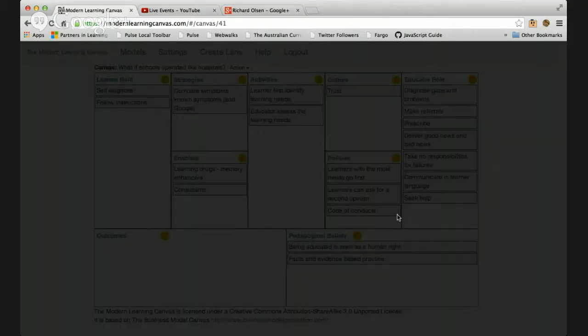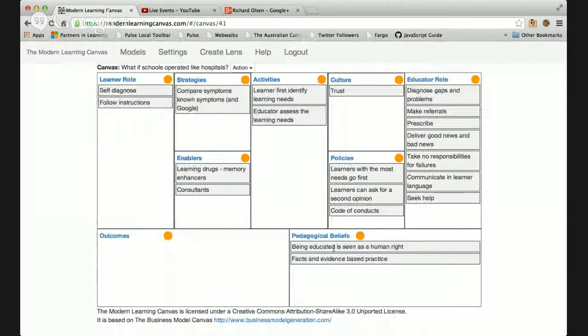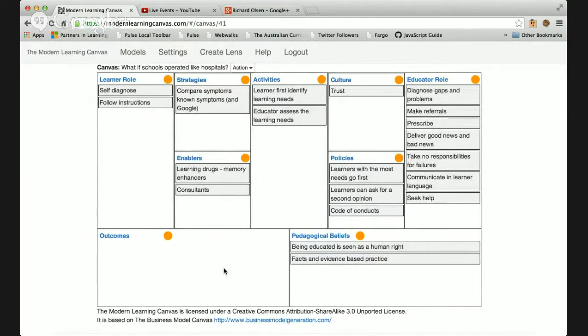I don't know if you saw my one. Pedagogical beliefs could almost go in culture too. Being educated is seen as a human right. So everybody should. We believe that universal health, universal education. Maybe that's an outcome. Universal education.